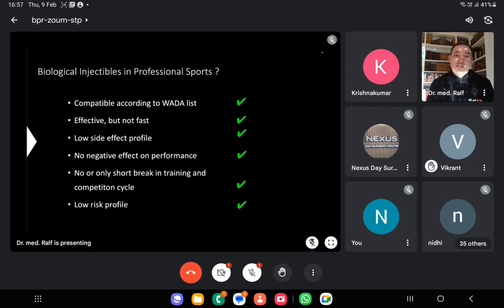The PRP injection is very effective, but not always fast. So sometimes it needs just 4 to 6 weeks to have the full result. There are very, very low side effects. There is no negative effect on performance. There's only a short break in the training and competition cycle, and a very, very low risk profile, which I think makes it the perfect treatment choice.